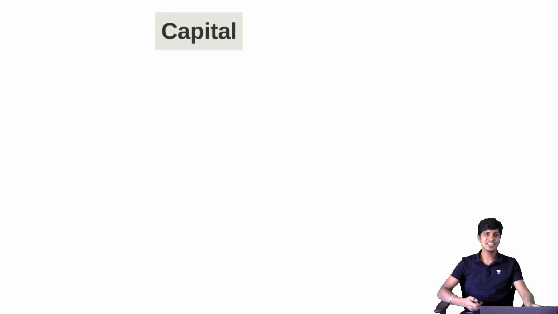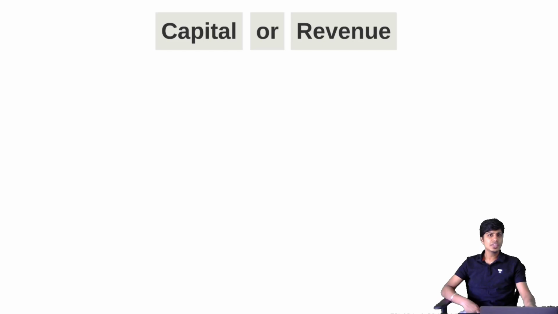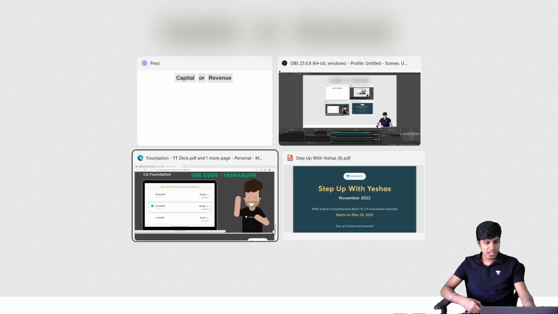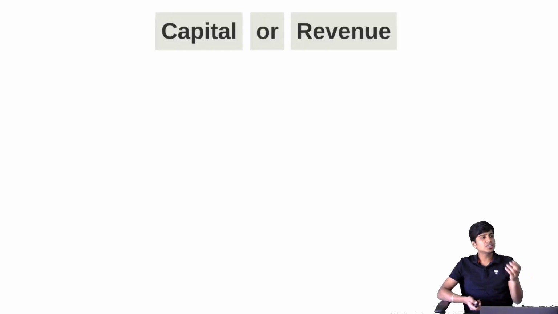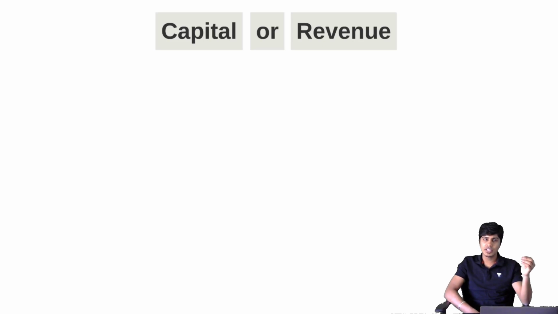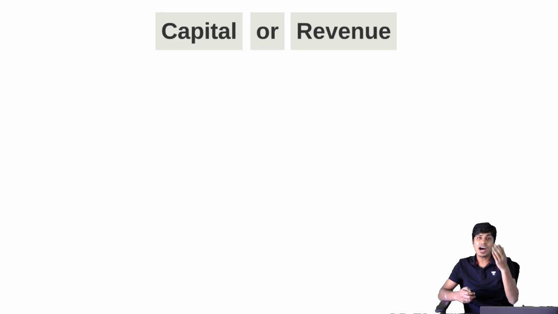Yeah, let's start with capital or revenue. This is a topic on which questions usually come very often in the examination. A lot of questions do come in the exam. What you guys should be prepared for: they'll give certain items and then ask you to tell whether this is a capital item or a revenue item, or they will make a statement saying that this is a capital item and then ask you if it is rightly capital or.